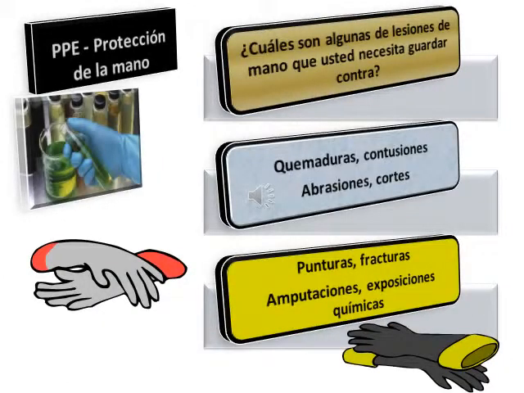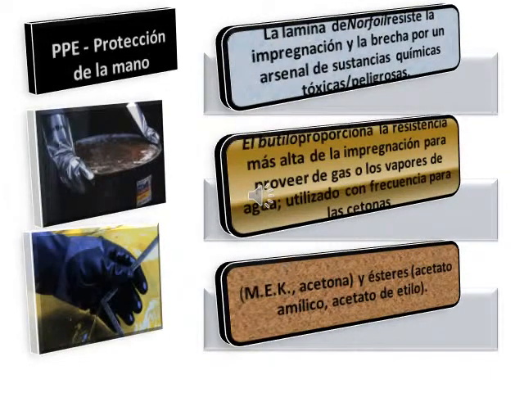What are some of the hand injuries you need to guard against? Burns, bruises, abrasions, cuts, punctures, fractures, amputations, and chemical exposures. Hand protection for personal protective equipment: Norfoil laminates resist permeation and breakthrough by an array of toxic and hazardous chemicals. Butyl provides the highest permeation resistance to gas and water vapors and is frequently used for ketones such as methyl ethyl ketone and esters such as amyl acetate and ethyl acetate.